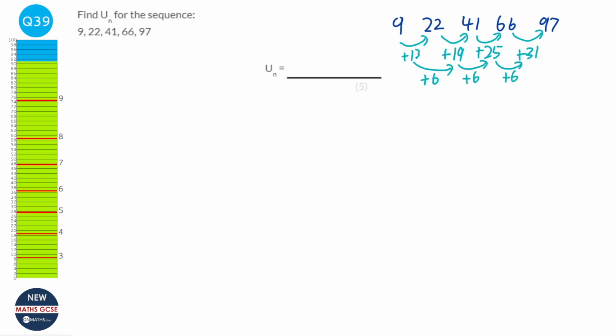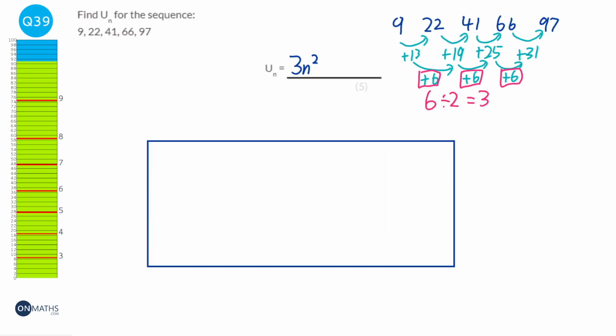So we now look at the difference of the differences, and so we've got plus 6 again, and plus 6 again. When you have a difference of differences, it's going to be a quadratic sequence, and we're interested in what the difference of differences is, because what we now do is get that 6 and we always halve it, and it gives us 3. Now that 3 is actually really important, because that is the coefficient of the n squared, so we know our sequence will begin 3n squared. So we're going to do a table now to see what the rest of the sequence will be.